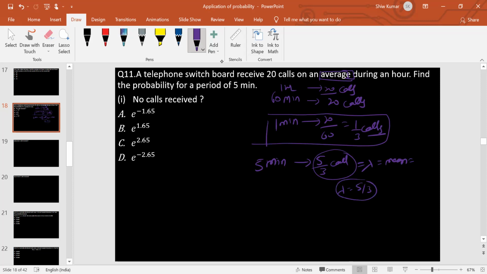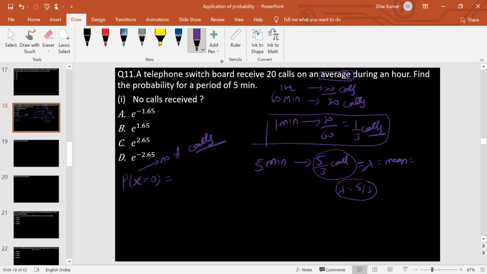In the first case, it asks for the probability of getting no calls received. No calls means, let us consider the discrete random variable is x. So x must be equal to 0. X indicates the number of calls.